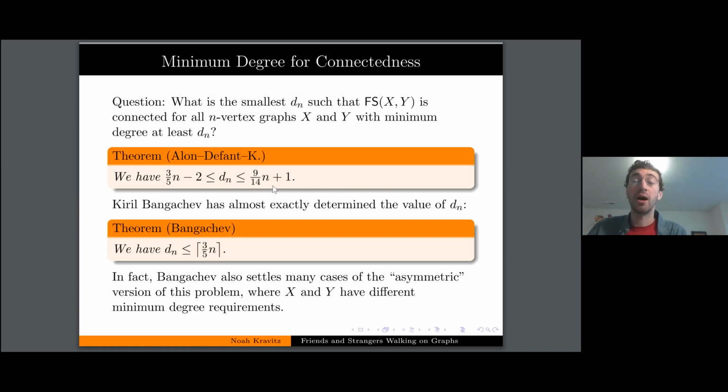But recently, this was improved a lot by Kirill Mangachev, and he showed that we actually have an upper bound of ceiling of 3/5 n. So now we know what d_n is up to plus or minus 2 or something. So this is a very nice result, and in proving this theorem, he actually settles many cases of the asymmetric version of the problem, where you impose different minimum degree requirements on X and Y, and ask which pairs of minimum degree requirements guarantee a connected friends and strangers graph. So this is one direction you can go in.